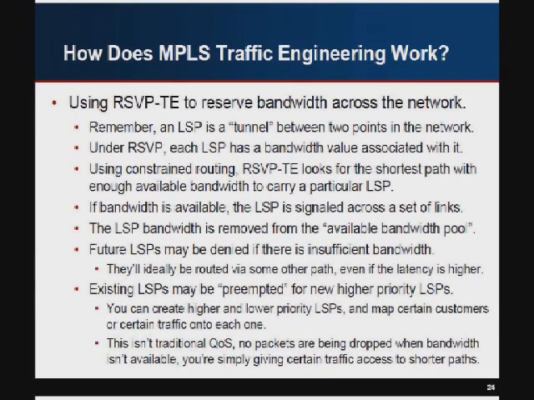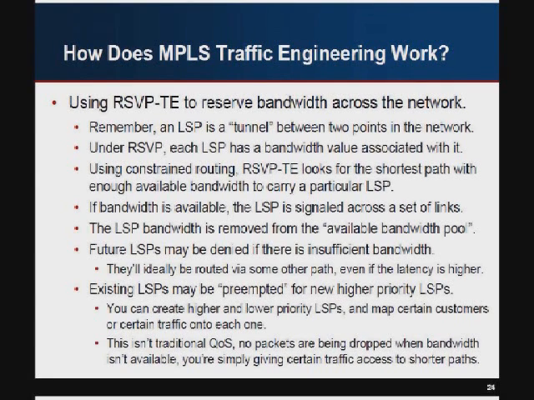So if you had a 10 gig link and you signaled a 3 gig LSP across it, now this link has 7 gigs available. So in the future, if there's insufficient bandwidth, the reservation may go out and it may be denied. It may say, well, we don't have enough bandwidth here, you're going to have to go to another path. And ideally, it'll be routed via some other path, even if the latency is higher. And also, existing LSPs can be preempted for a new higher priority LSP.